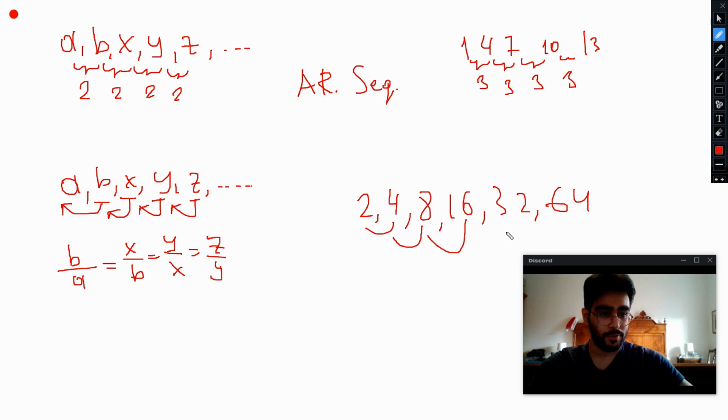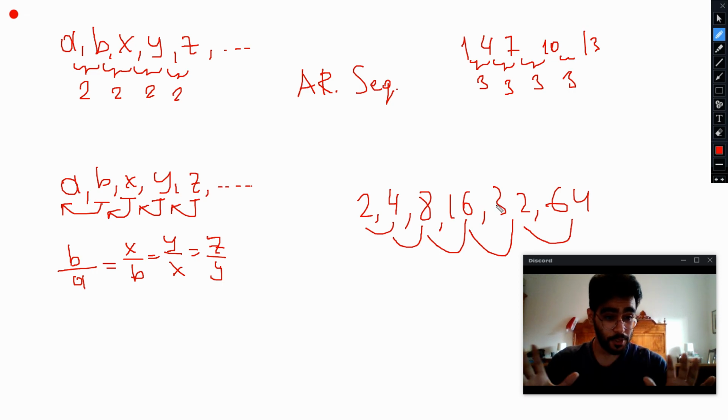16 divided by 8 is 2. 32 divided by 16 is 2. And 64 divided by 32 is 2. So you see there is a common ratio going on. Apart from these definitions, there is literally nothing else that you need to know about the arithmetic and geometric sequences.